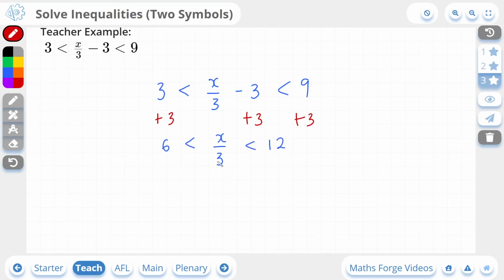The next thing we're going to get rid of is this divided by 3, and we're going to get rid of it by multiplying with 3 to every part of this inequality. This now gives us 18, which is less than x, which is less than 36. And if we check our answer, there it is.